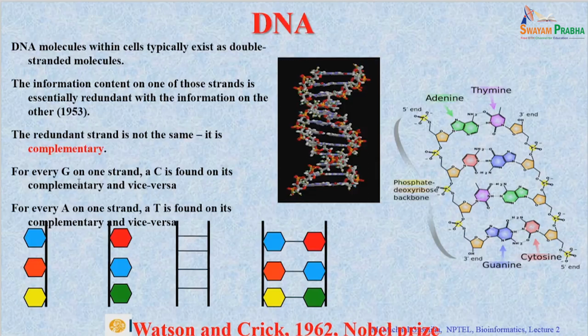So, every G on one strand, for example, is found as C on the complementary strand and vice versa. Here I show the example: the green is adenine, the red one is cytosine, the blue is guanine, and the magenta is thymine. So, adenine is paired with thymine, cytosine is paired with guanine, thymine is paired with adenine, and guanine is paired with cytosine.